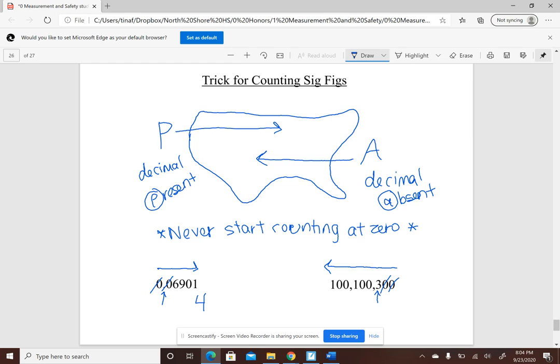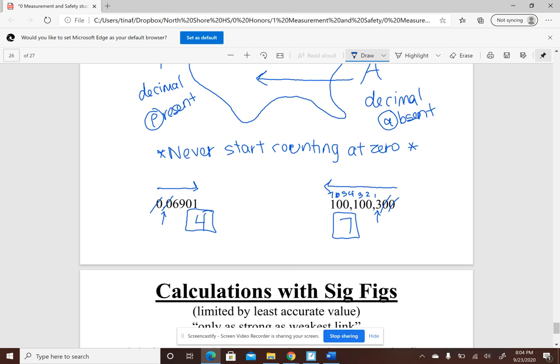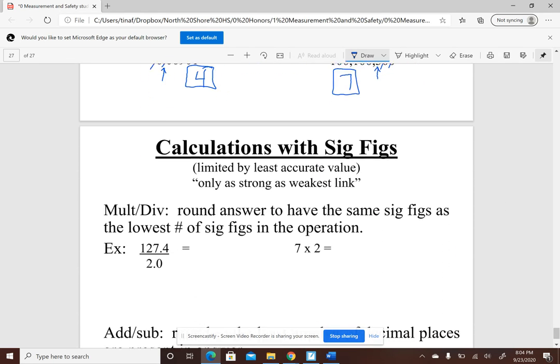Now, once I start counting, I have to count all the way to the end of the number. So how many numbers are there? 1, 2, 3, 4, 5, 6, 7. So this number has 7 sig figs in it. Okay. So whether you're using the rules or this trick, either way will determine how many sig figs are in a number. Okay. So now, why is this important?